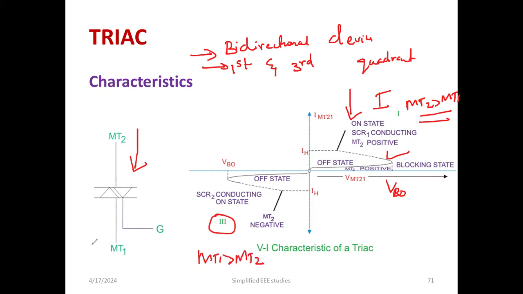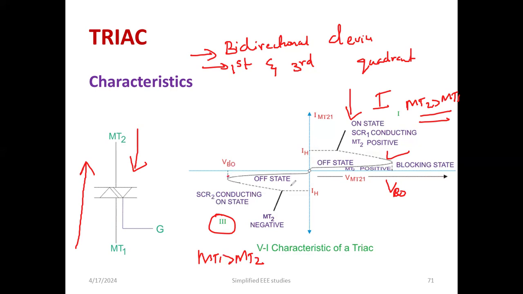Let us move on to when MT1 is greater than MT2. So how about the current flow? Current flow will be from MT1 to MT2. Of course, this operation will be in the negative direction. Therefore, the operation will be at the third quadrant. Here, the voltage and current are both in the negative direction. If you maintain MT1 at a higher potential compared to MT2, of course, current flows from MT1 to MT2. So this is regarding the breakover voltage in the other direction.